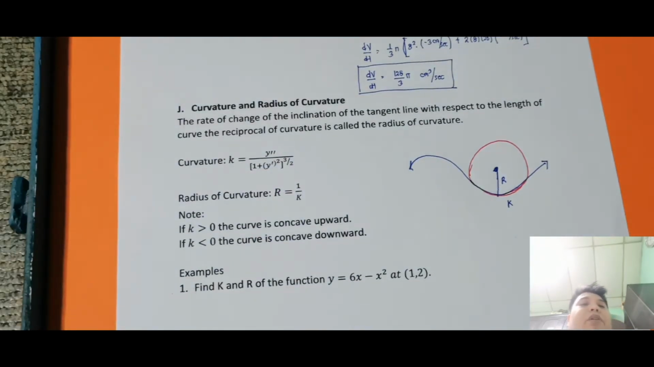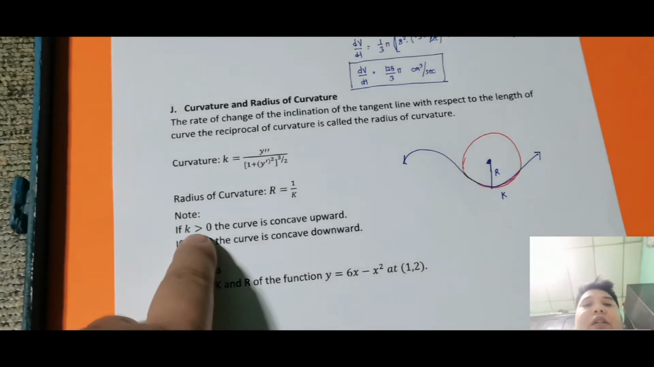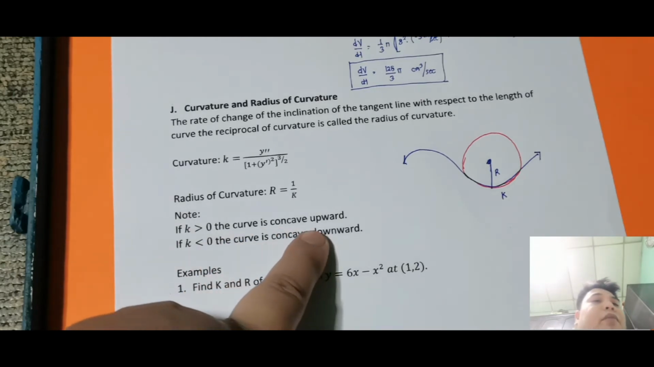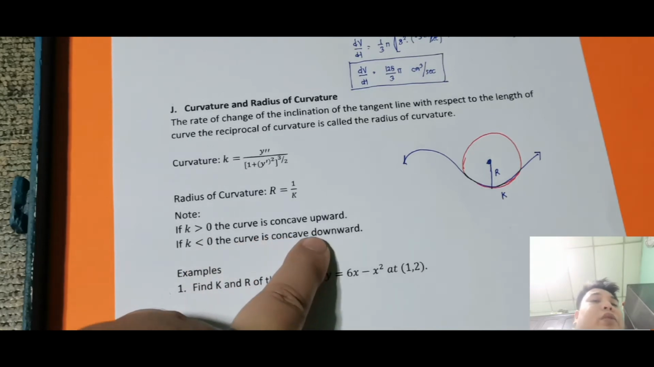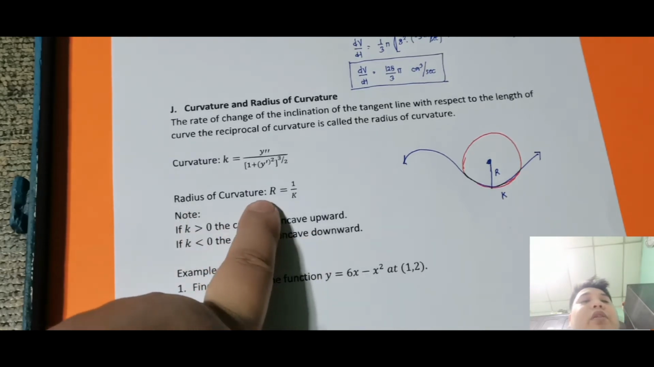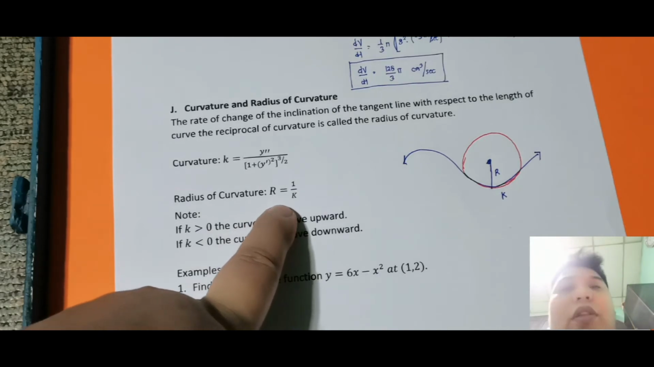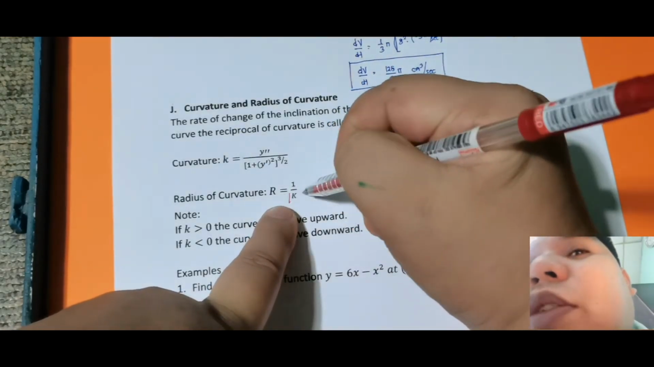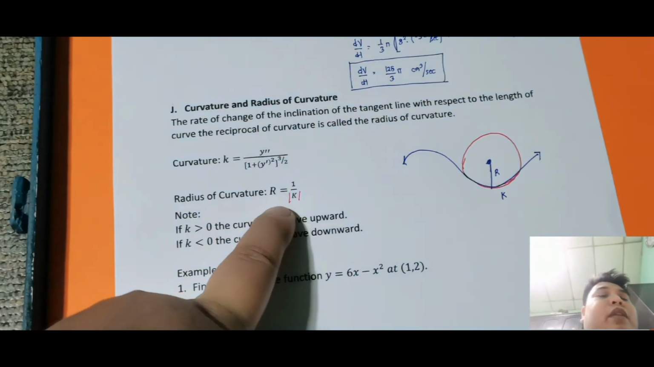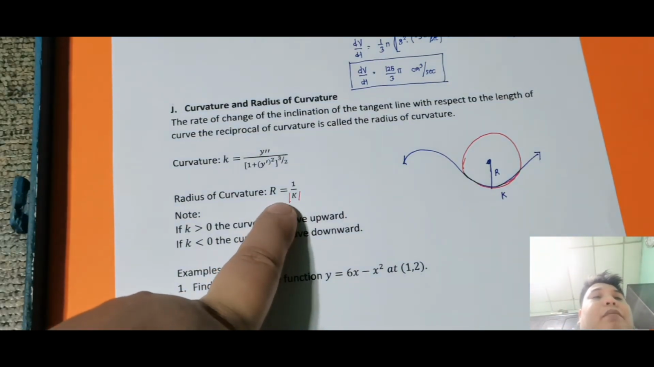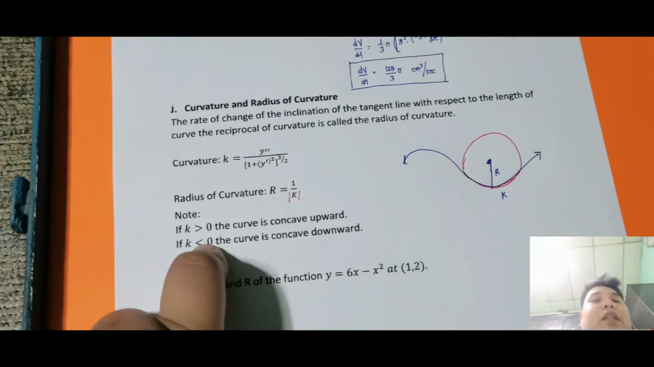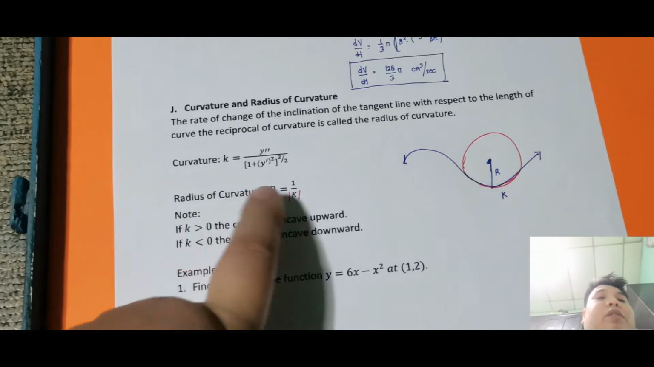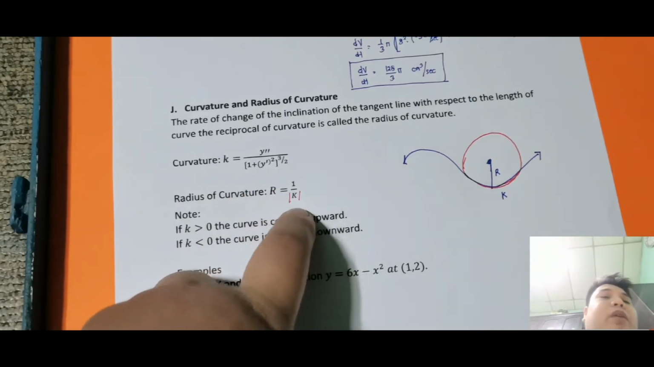Then after that, the radius of curvature. Note what is written here: if K is greater than 0, the curve is concave upward. If K is less than 0, the curve is concave downward. Then the radius of curvature R is equal to 1 over K. Note that we put an absolute value here because there is no negative radius. Since a negative curvature can come out, if it is negative we know it is concave downward. So our radius of curvature is 1 over the absolute value of K.